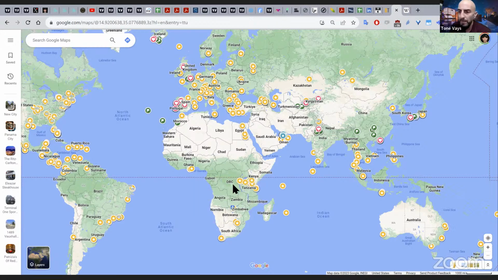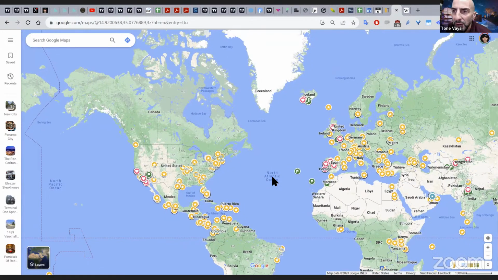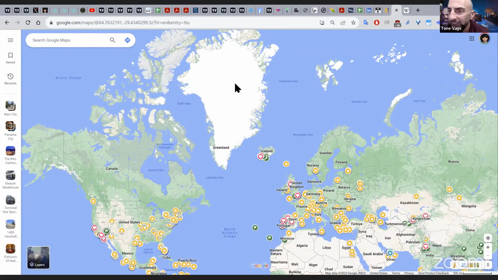If the DRC, Democratic Republic of Congo, gets moved into Russia, it becomes significantly bigger. On a flat map. Greenland is not this big.